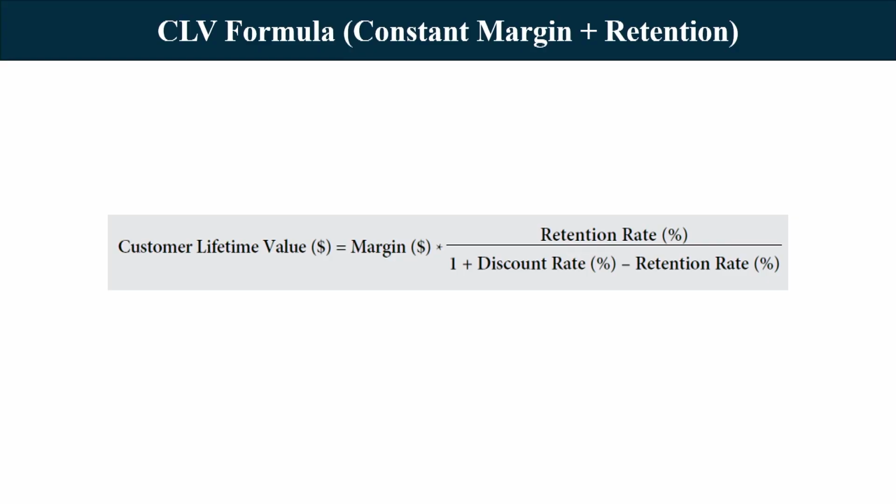Now, there is a formula for customer lifetime value. How is it calculated? It is margin, meaning profit margin, that is revenue minus cost, multiplied by retention rate divided by 1 plus discount rate minus retention rate. I believe by this time we already understand what is called retention rate.